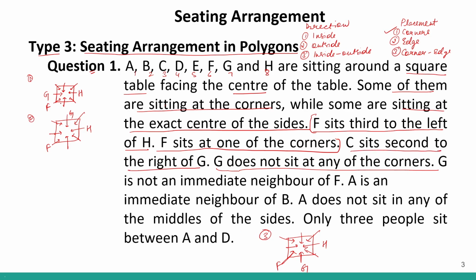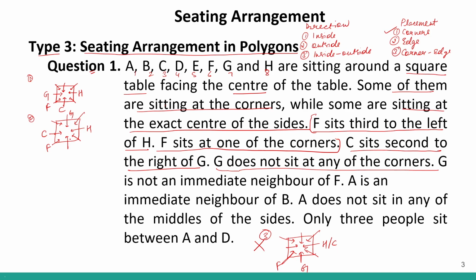Now it is given to us C sits second to the right of G. So if G is over here, second to the right means C will come over here. Similarly, if G is over here, C will come over here. And if G is over here, C will come over here. But over here we already have H, therefore the third possibility is not correct. So we will continue with possibility 1 and 2.